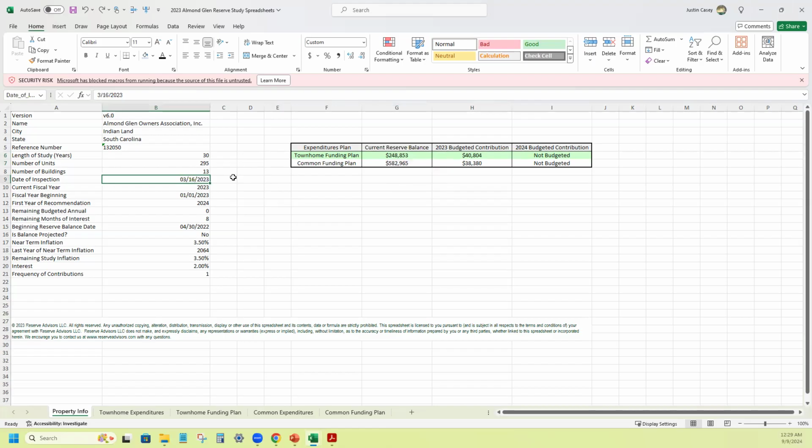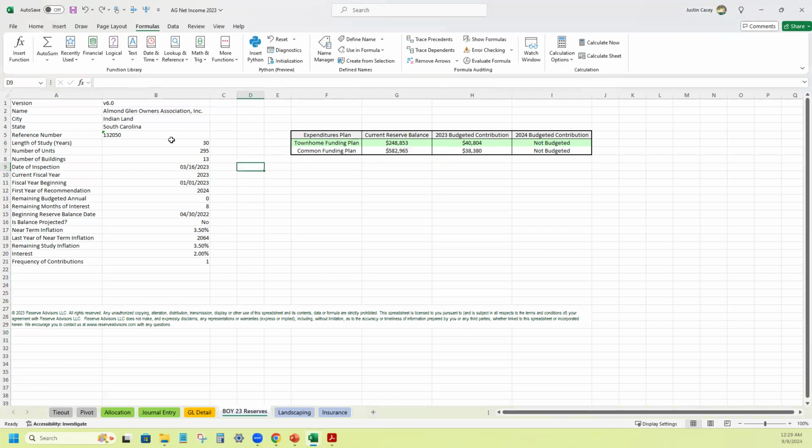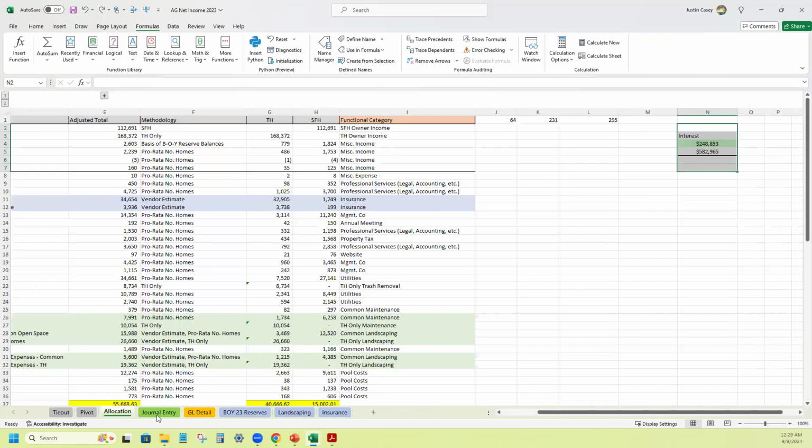But basically, these balances are calculated internally and provided to Reserve Advisors. So it looks like March 16, 2023, and I've been treasurer since July of 2023. So this is kind of before my time, but taking a look at these proportional balances to try to understand how much is townhome and how much is related to common, and that's how we divide the interest from there on that basis.